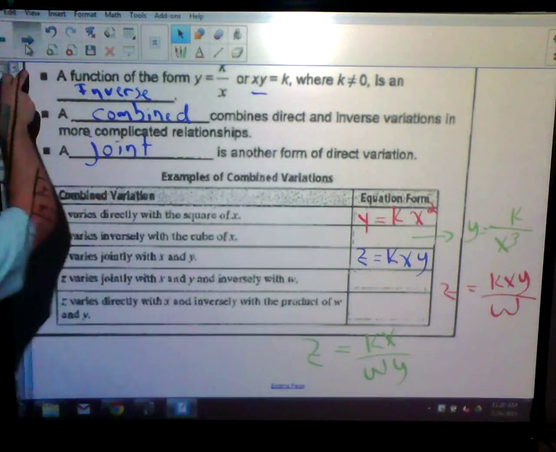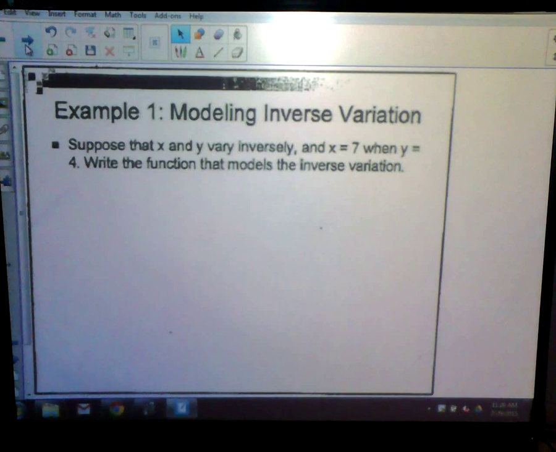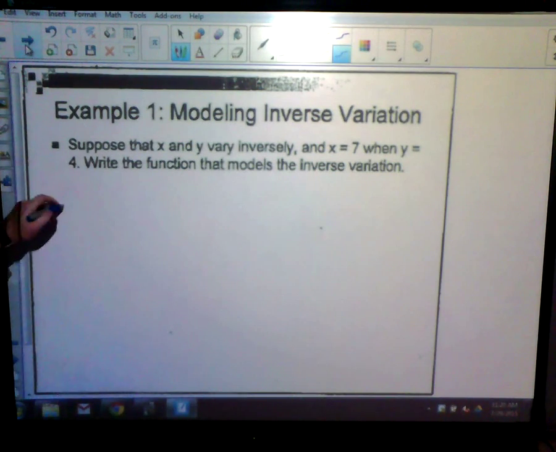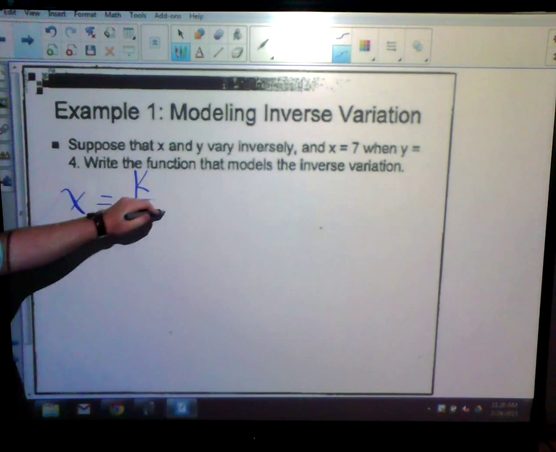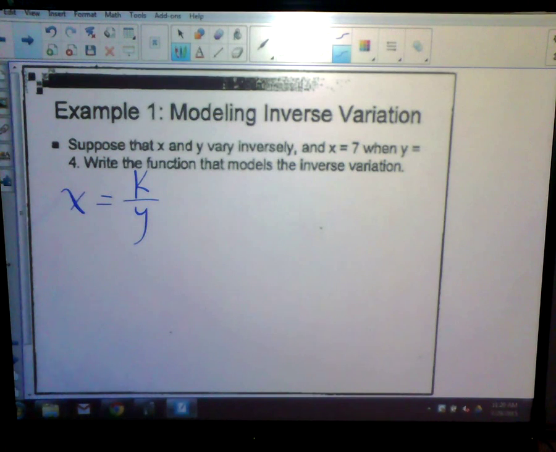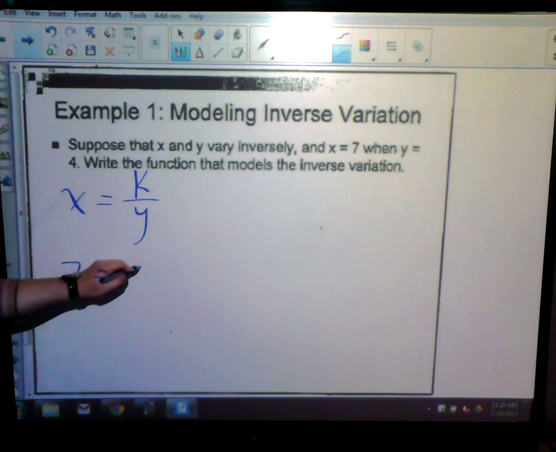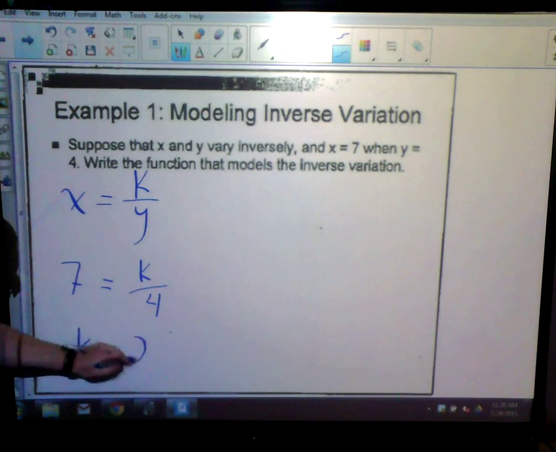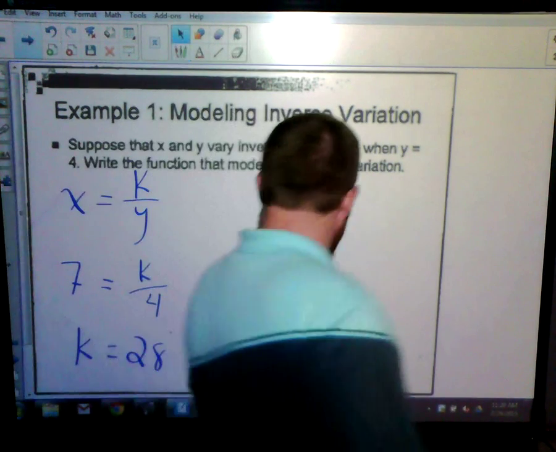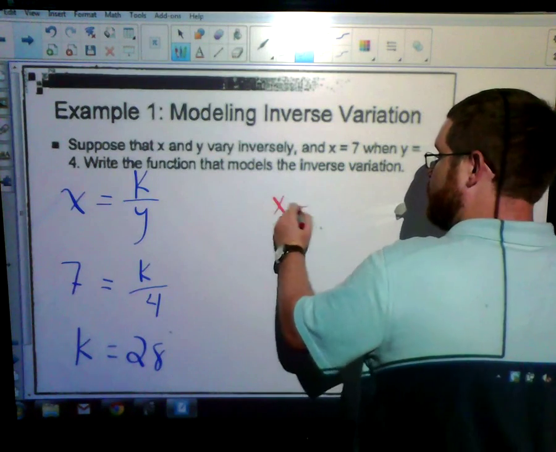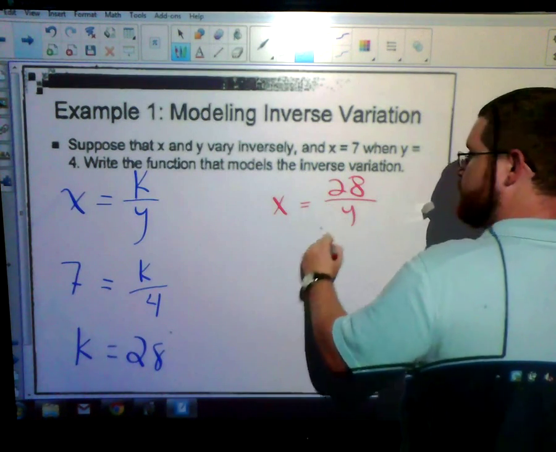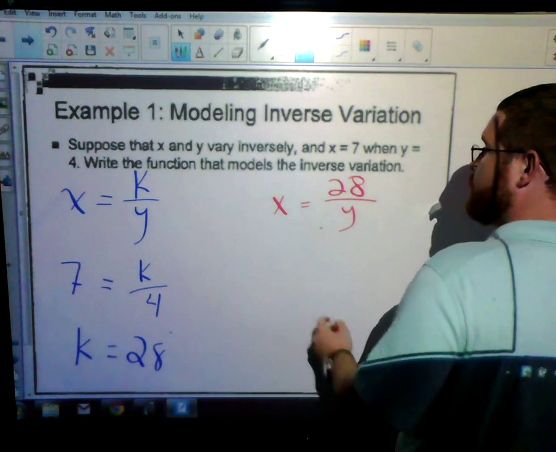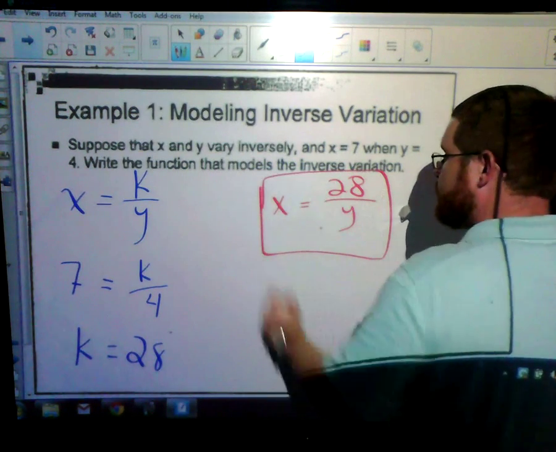Joint means multiply. Suppose that x and y vary inversely. So x equals k over y. And x is 7 when y equals 4. So what does that tell us? That tells us that k is 28. So my problem is really x equals 28 over y. Write a function that models this inverse variation. Right there it is.